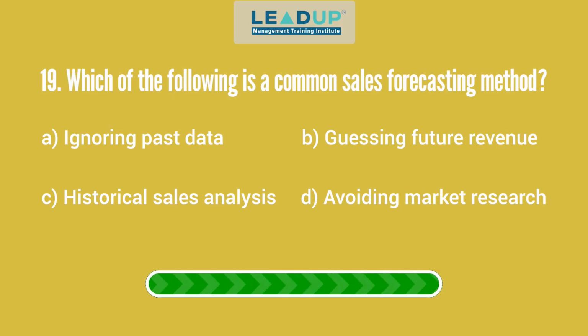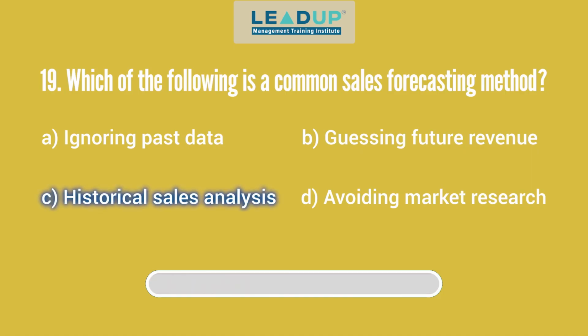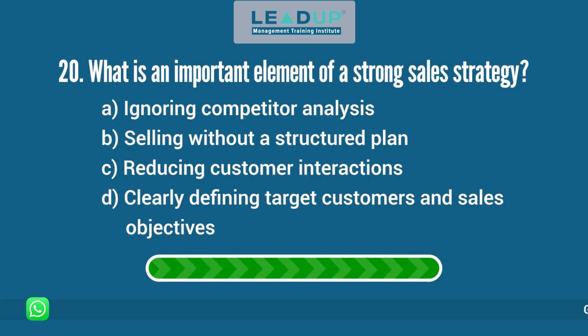Question 19. Which of the following is a common sales forecasting method? A. Ignoring past data. B. Guessing future revenue. C. Historical sales analysis. And D. Avoiding market research. Answer: historical sales analysis.